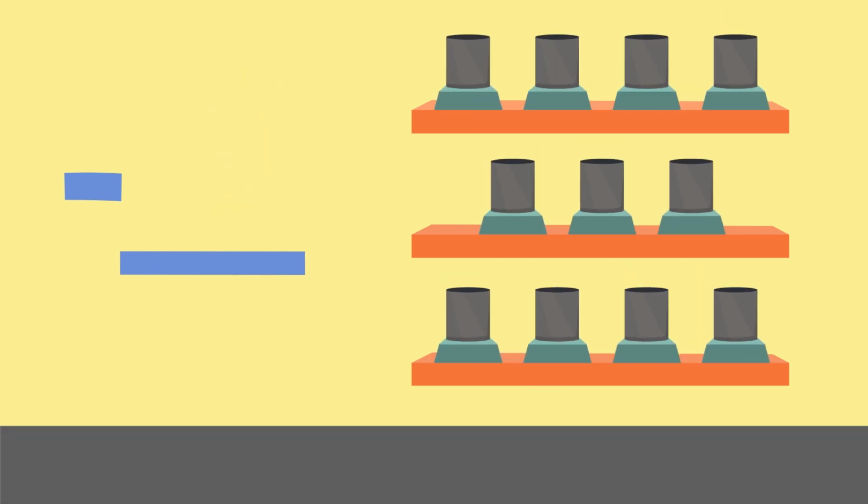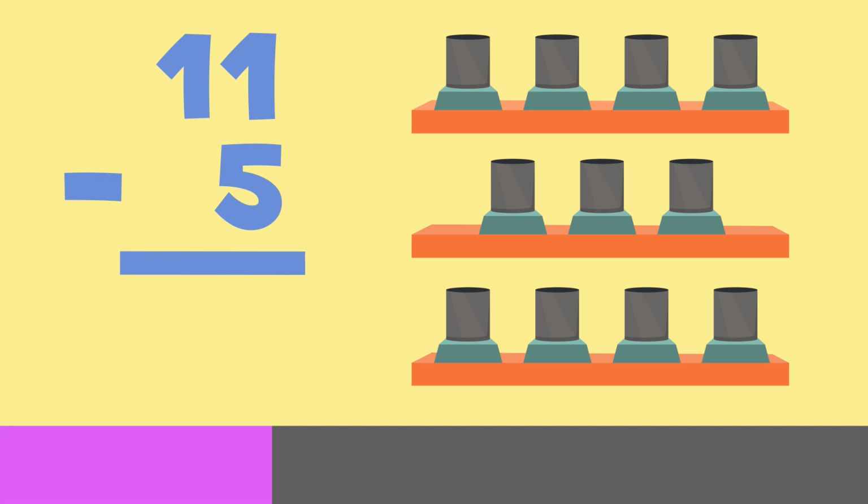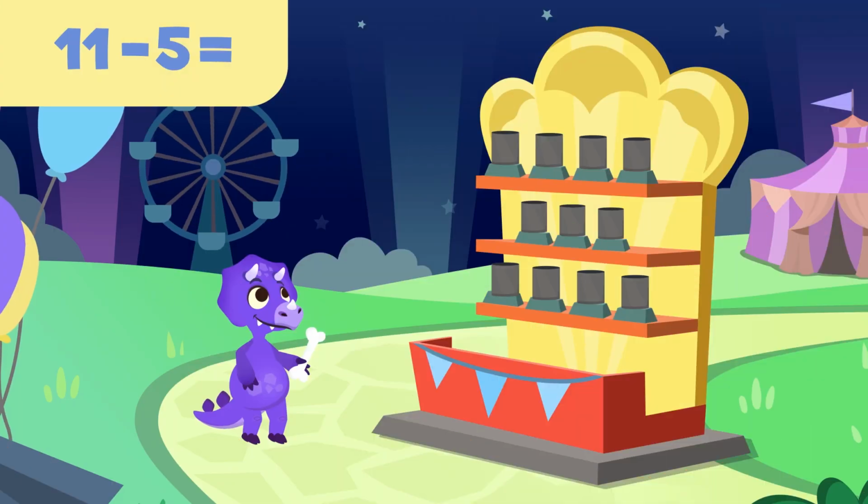Let's do some more. This will get a little bit more complicated. There are 11 cans now. Try to hit 5 of them. How many will you have left? Let's subtract. Ready? Throw that bone, Saury.